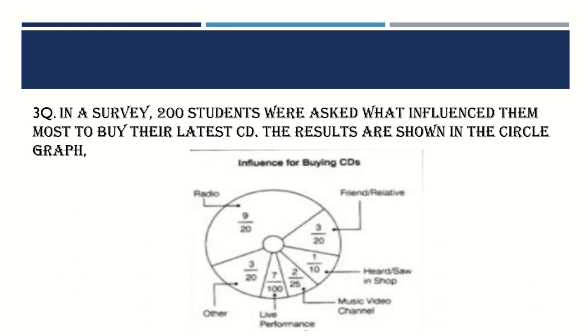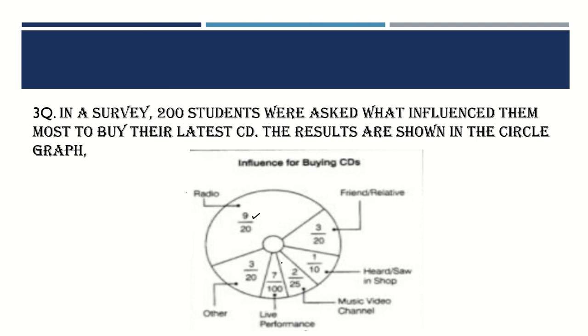This circular graph shows that 9 by 20 fraction of people are influenced by radio, and 3 by 20 are influenced for buying CD from friends or relatives. Same for 1/10, as you can see here, 7 by 100 were influenced for buying CD by live performance, and 3 by 20 other. But it is in the form of fraction. I want it in the form of number.